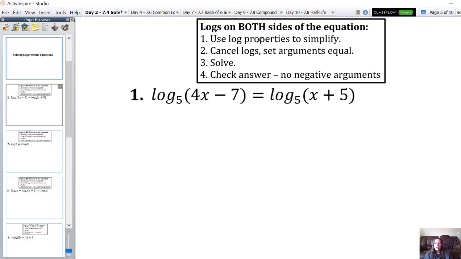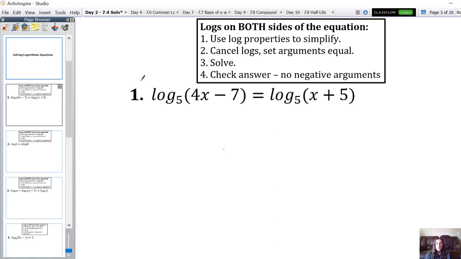If that is the case, the first thing we need to do is simplify anything into the most condensed form. It might start off pretty expanded. We want to condense it down. Then we are just going to focus on the answer, what is inside of those logs, and set them equal to each other, and we'll solve. And then when we're done with that, we need to check our answer because we don't want to have any negative arguments.